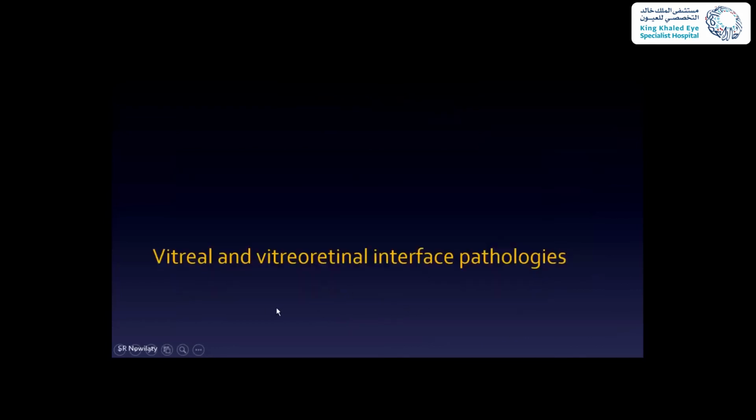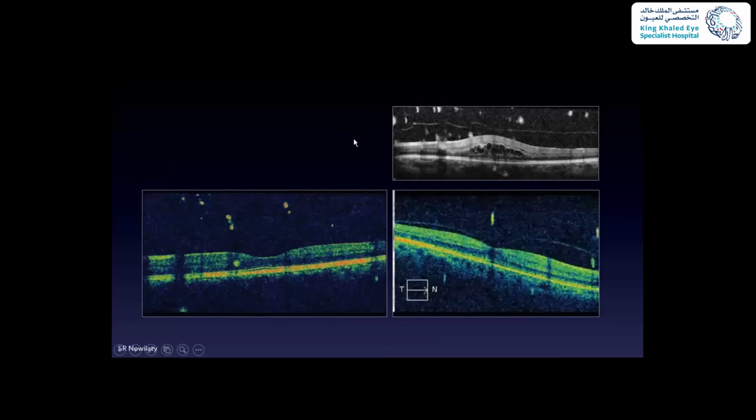Okay, now let's look at the vitreal and the vitreoretinal interface pathologies. We're going to look at some examples of all the pathologies that you can find and how we interpret them. One of the easiest things that you can see is when you have these hyperreflective dots and structures inside the vitreous.